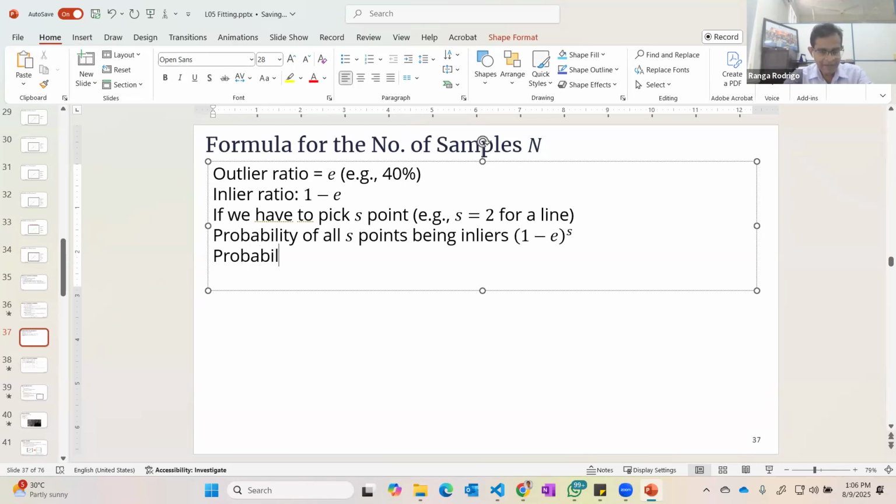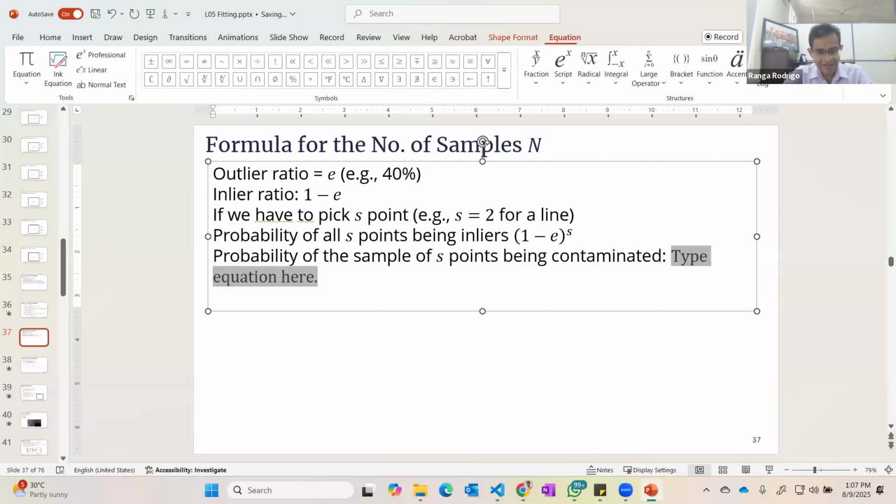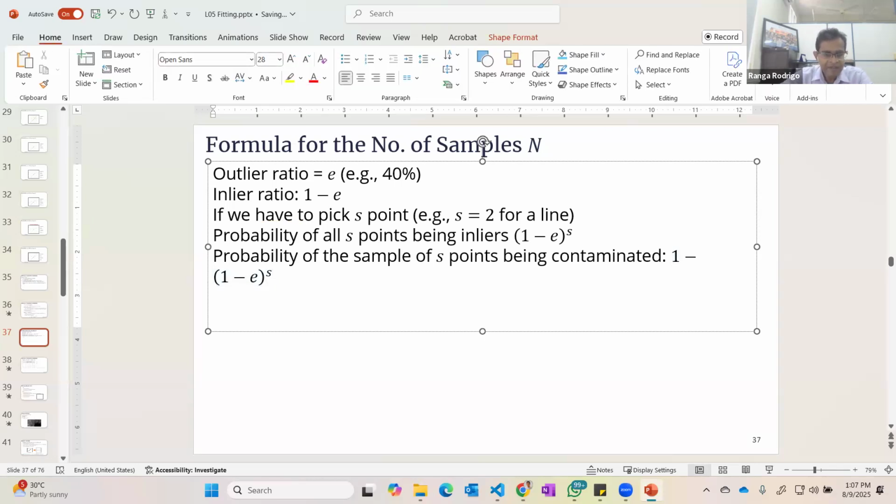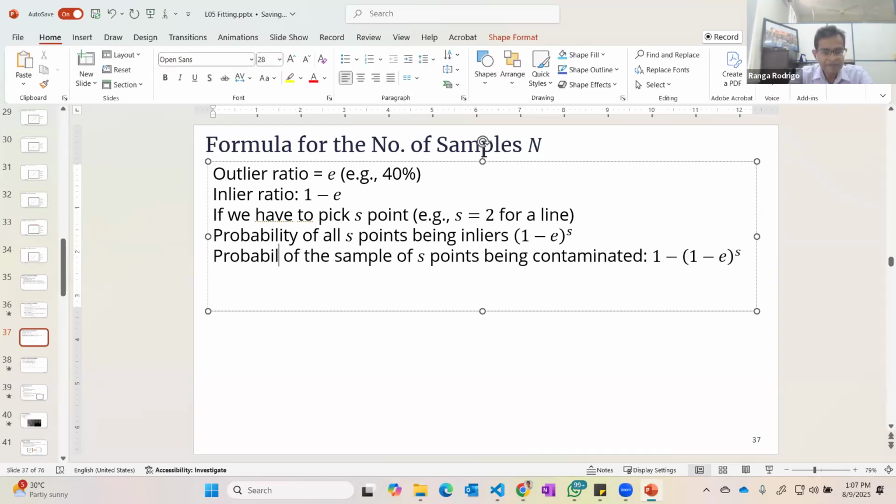Probability of the sample of s points being contaminated. That means having outliers. That is 1 minus this one, right? 1 minus (1 minus e) to the power of s.